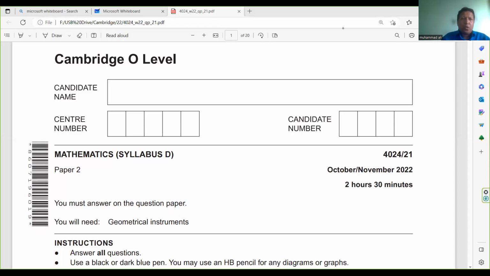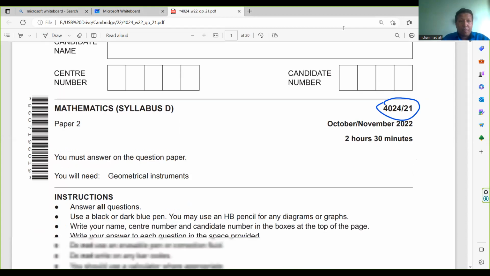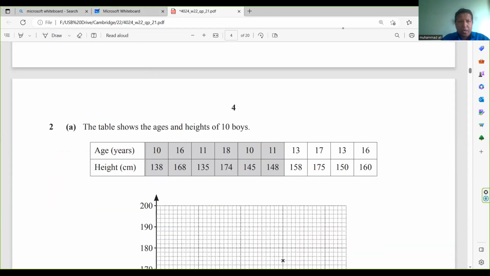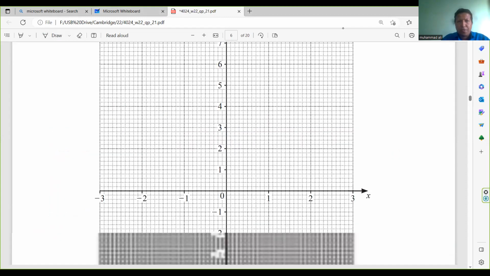Hello everybody. Today from Cambridge O-Level Mathematics Syllabus D, Paper 2, October November 2022, Variant 21, we will solve one question from question number 10. Now see, at first we try to understand this question.